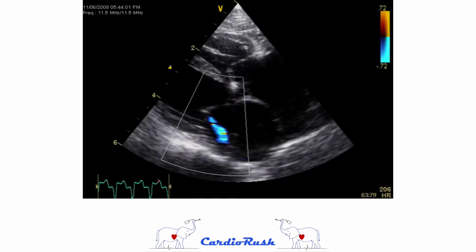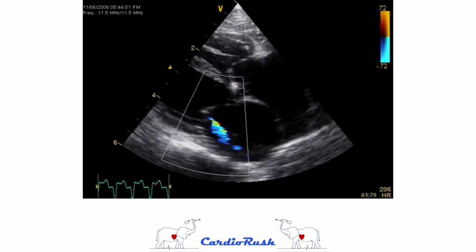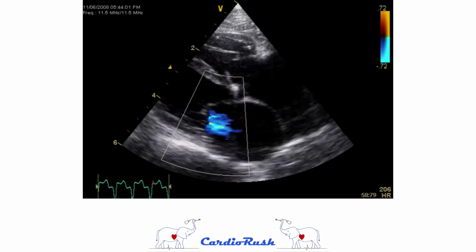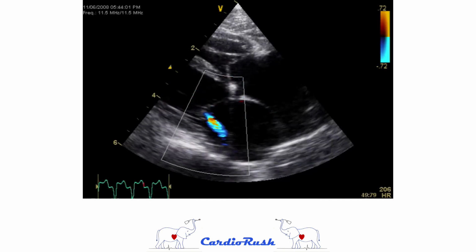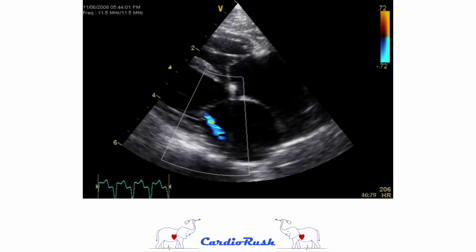Here's a long axis view from that same cat. There's dilation of both atria. The left ventricle is dilated with reduced contractile function, and the blue jet is secondary mitral regurgitation.